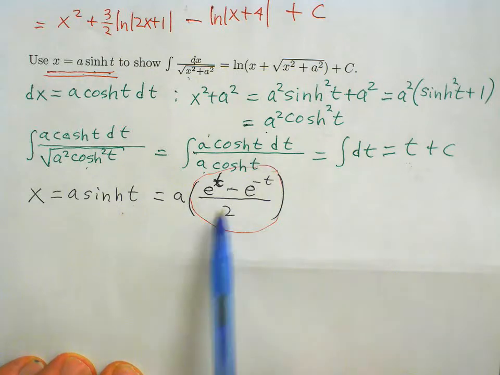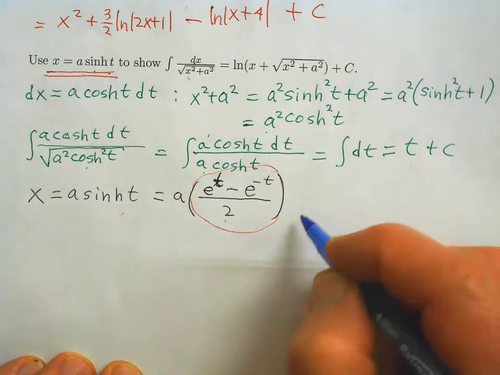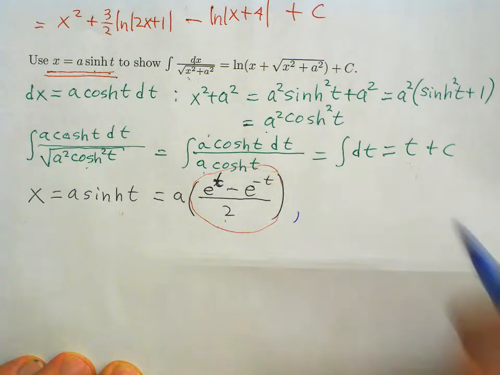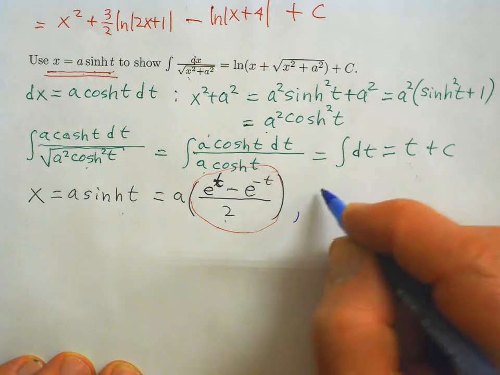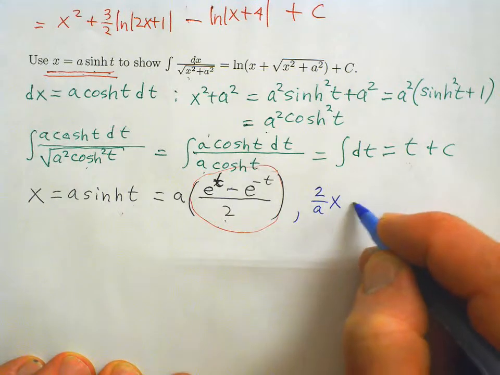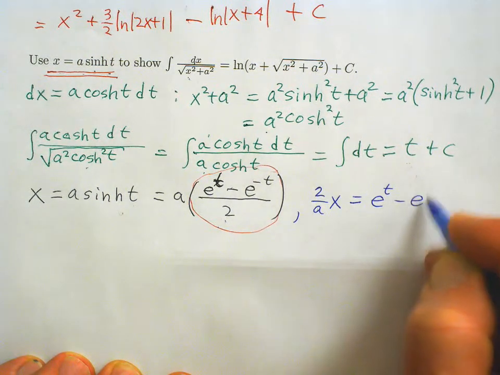Okay, so now we're going to solve this equation for t. On the right-hand side, we have a over 2. So let's multiply both sides by the reciprocal of a over 2. That is, multiply both sides by 2 over a. So we get 2 over a x equals e to the t minus e to the negative t.